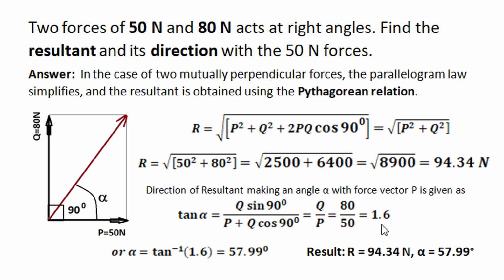Perpendicular q is 80 Newton and base p is 50 Newton. Ratio is 1.6. Again, to find out alpha from tan alpha, I have to take tan inverse of tan alpha. So alpha is tan inverse of tan alpha. Tan alpha is 1.6, and when we take tan inverse of 1.6, it comes as 57.99 degree.